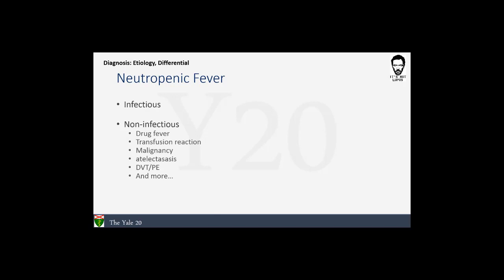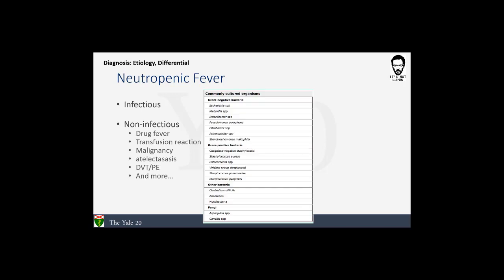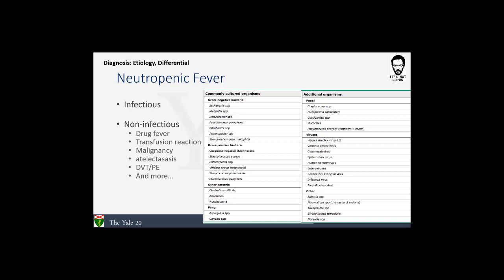It's important to consider in neutropenic fever things beyond infection. So other causes are drug fever, transfusion reaction. You can have fever just because of the cancer itself, atelectasis, DVT, PE, and a lot of other reasons. So it's important to keep a broad differential. From the infectious standpoint, you want to look at commonly cultured organisms, and then you can also look at the funky organisms that may come up in less common situations.